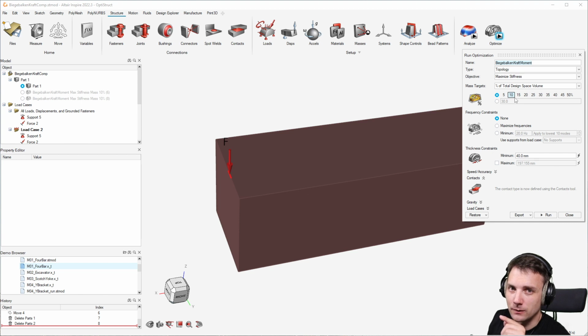If you change the load from 1,000 to 100,000 or so, and it's a single load, there's no difference in the design, because the maximum stiffness design is still the same. The topology is still the same.